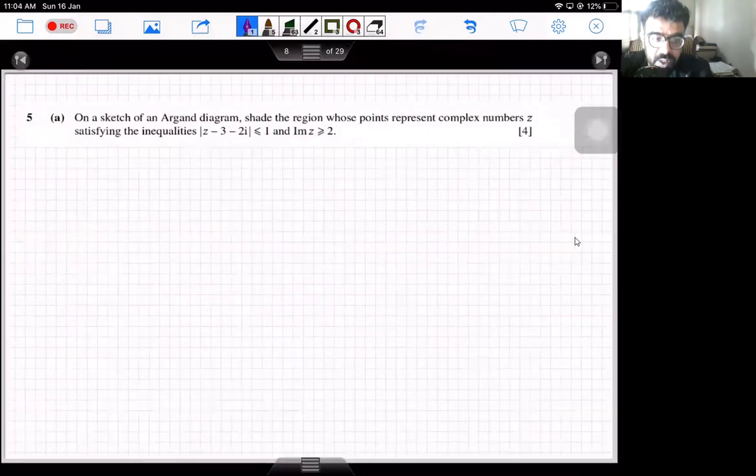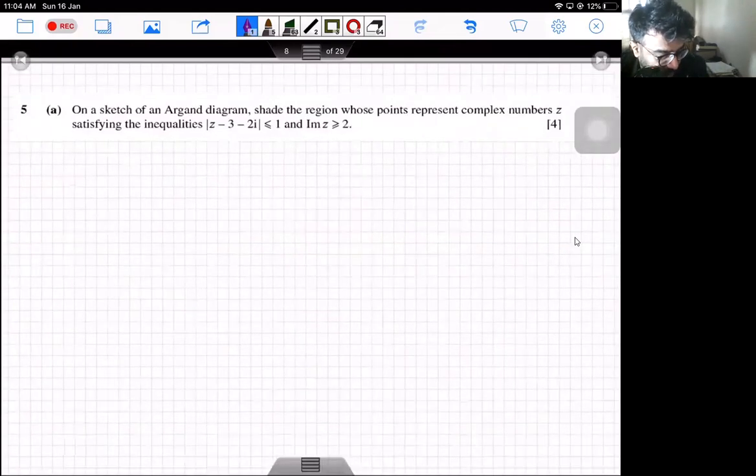So part A is saying that on a sketch of an Argand diagram, shade the region whose points represent the complex number z satisfying the inequalities mod of z minus 3 minus 2i is less than or equal to 1 and imaginary part of z, Im z, is greater than or equal to 2. So we have two inequalities to satisfy over here. First of all, we have the equation of a circle, and secondly, we have a horizontal line.